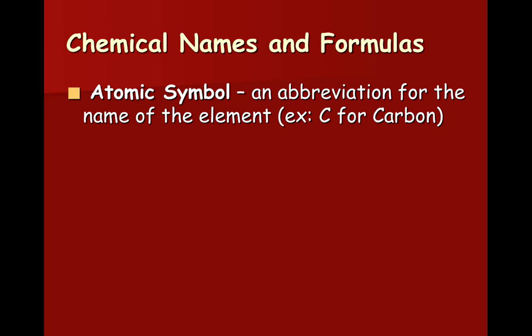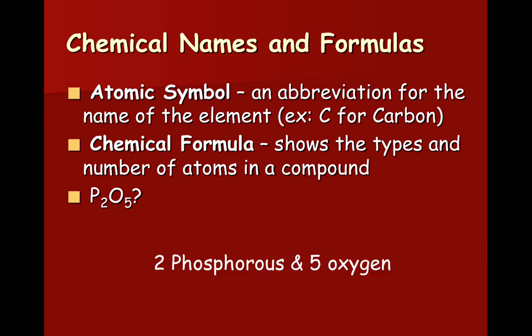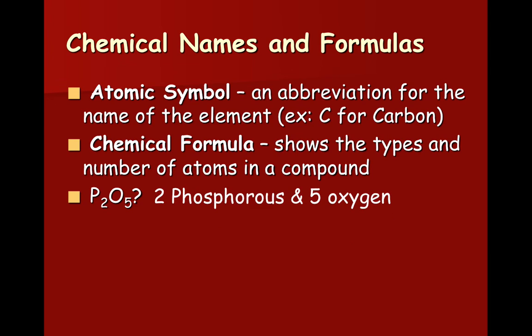So all elements have an atomic symbol. That symbol is going to be one capital letter or one capital letter and a lowercase letter that designates which element it stands for. A chemical formula shows you both the types and how many atoms of each element are going to be within the compound. So for example, if I have P2O5, the capital letters tell me that I have two elements, phosphorus and oxygen, and the subscripts to the right tell me that I have a ratio of 2 to 5. I've got 2 phosphoruses and 5 oxygens within that molecule.